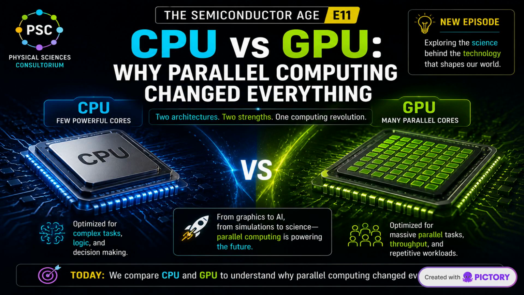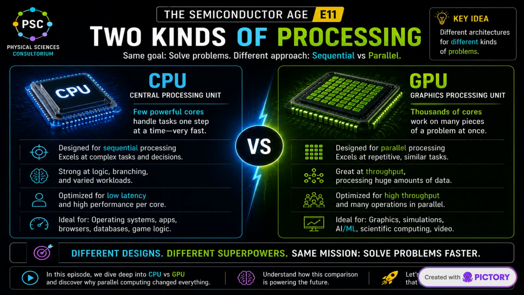In the previous episodes, we saw how semiconductor devices evolved into transistors, logic circuits, and eventually powerful processors. Today we explore the difference between CPUs and GPUs and discover how parallel computing changed the world of computing. Not every computational problem is the same. Some require a few powerful processors working sequentially, while others can be divided into thousands of smaller tasks that run simultaneously.